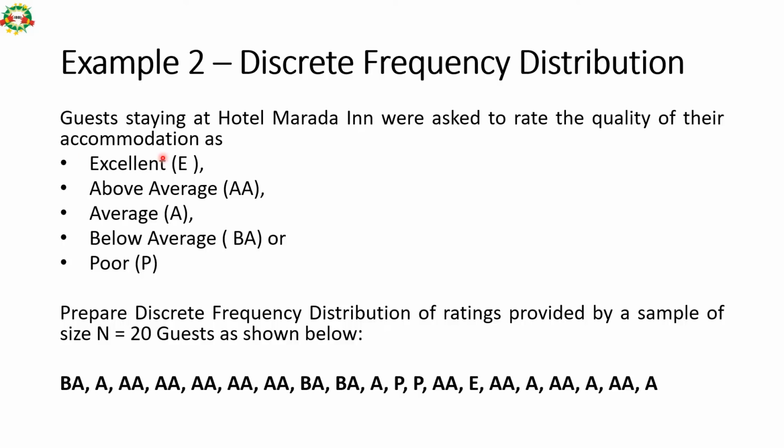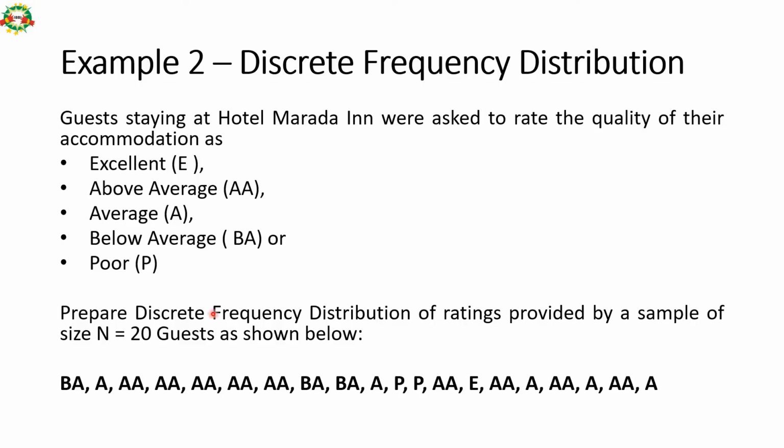For example, guests staying in a hotel, Marada Inn, were asked to rate the quality of their accommodation. So these are the 5 classes of quality rating: excellent, above average, average, below average, and poor. E, A, B, A, P. Now we have to prepare a discrete frequency distribution of the rating provided by a sample of 20 guests. The hotel management took ratings from 20 guests and this is the rating.